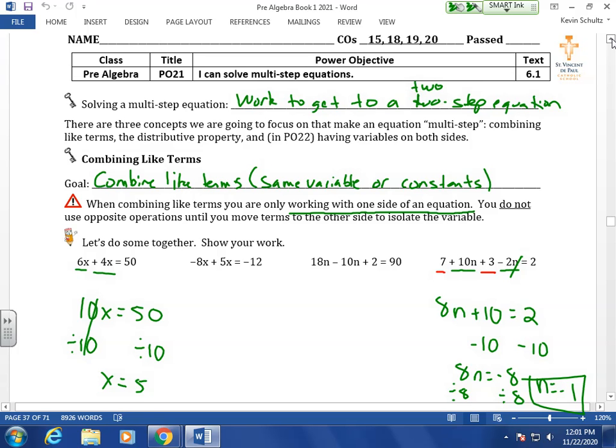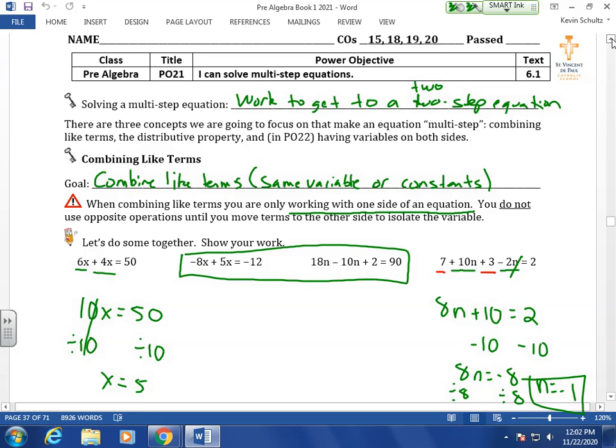So these two questions here, I'm going to put on your quiz that will be due tomorrow. So you have kind of two examples here. If you are looking at this and you're like, what? I don't really get it. Okay, look back to PO15, how to combine like terms, review PO20, how to solve a two-step equation. That's really all this is.